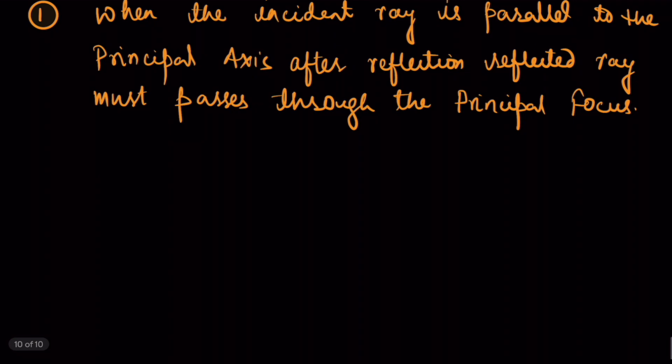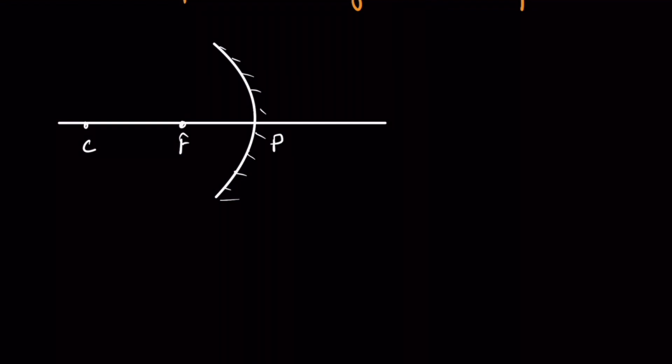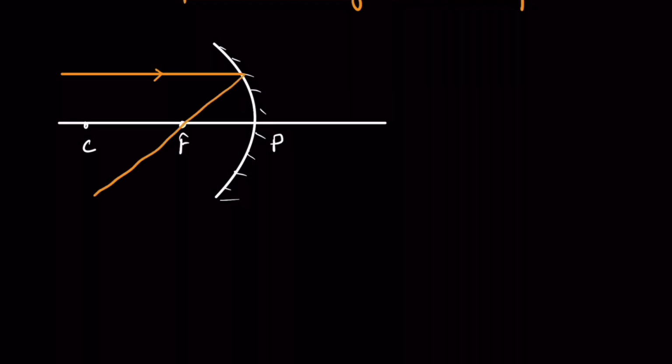So what is the meaning of this rule? It says that if we are using any spherical mirror like concave and convex, and this is our principal focus F, pole, center of curvature, if we take any incident ray that is parallel to the principal axis, it must pass through the focus after getting reflected. This is rule number 1, and it also applies to the convex mirror.